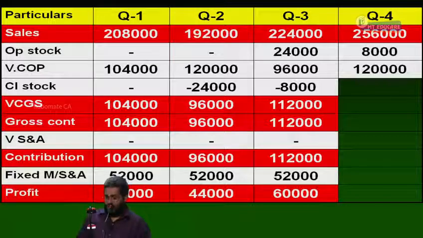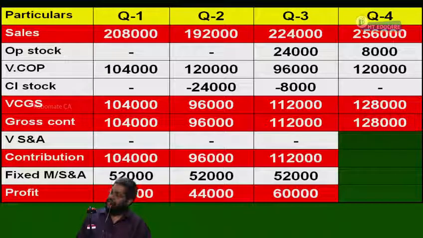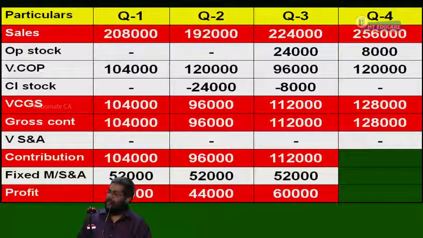Tell me how many units are there in closing stock? 0. The variable cost of goods sold is 1,28,000. Gross contribution is 256 minus 128, which gives you 1,28,000. What is the variable administration selling expense? Nil. What is the contribution? 1,28,000.